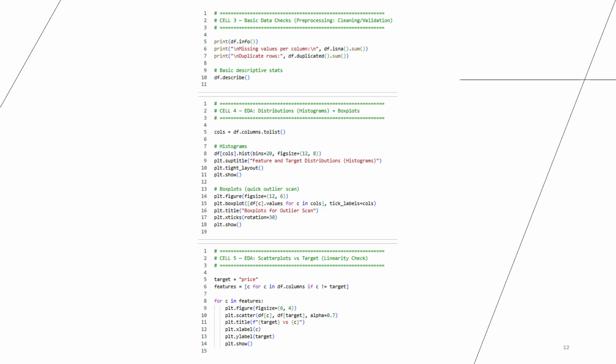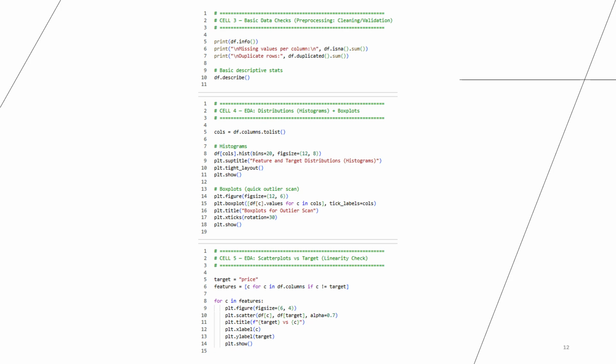Next, we create box plots for each variable. Box plots are particularly useful for quickly identifying potential outliers. Outliers are observations that fall far outside the typical range of the data. While some outliers may represent valid observations, others may be data entry errors or unusual cases that can disproportionately influence model training. By scanning the box plots, we can quickly see whether any variables contain extreme values that may require further investigation.